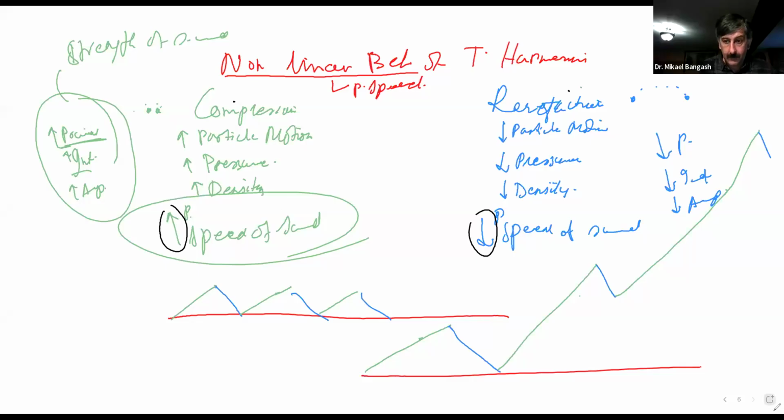Now the real point about harmonics, just keep in mind, guys, we always say that it develops during the transmission. Clear?